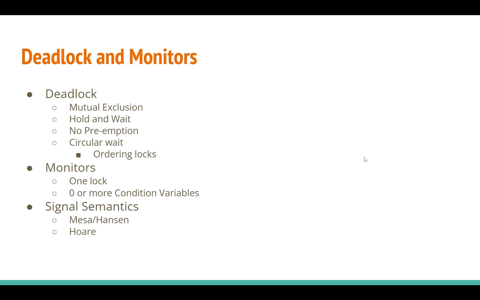Deadlocks and monitors. There are 4 necessary and sufficient criteria for deadlock. Please do try to remember this because it is important. There's mutual exclusion, hold and wait, no preemption, and circular wait. Now, to get rid of deadlock, we only have to break one of these, and one of the easiest ways is to break circular wait by ordering the locks and getting locks in a predefined order.